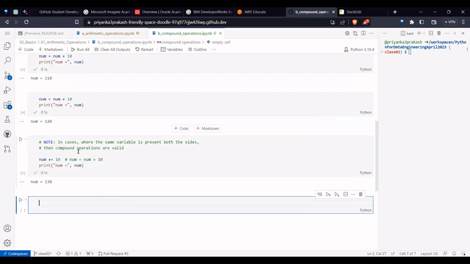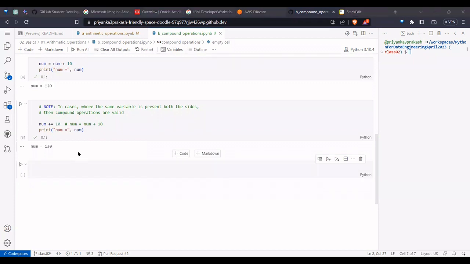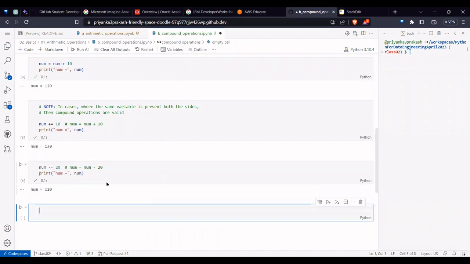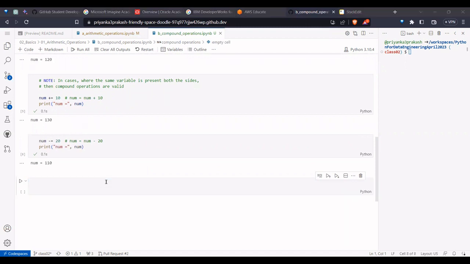Means why sir, why didn't 120 come? Don't think like that, because the existing value is 120 right now. Plus 10 means 130. In the same fashion, as I'm doing a plus operation, similarly I can do minus also, right? If I do number minus equal to 20, the existing value will be subtracted by 20.